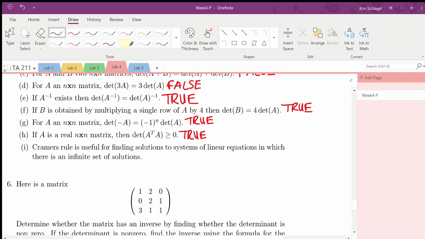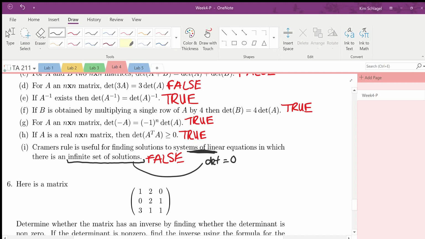Okay, and now we're finally on the last one here. Cramer's rule is useful for finding solutions to systems of linear equations in which there is an infinite set of solutions. Cramer's rule is essentially finding solutions using determinants. So in this case, we know that this has to be false because we're using determinants to solve systems of linear equations. Well, what do we know about determinants? If we have an infinite set of solutions, then we know that the determinant is equal to 0.